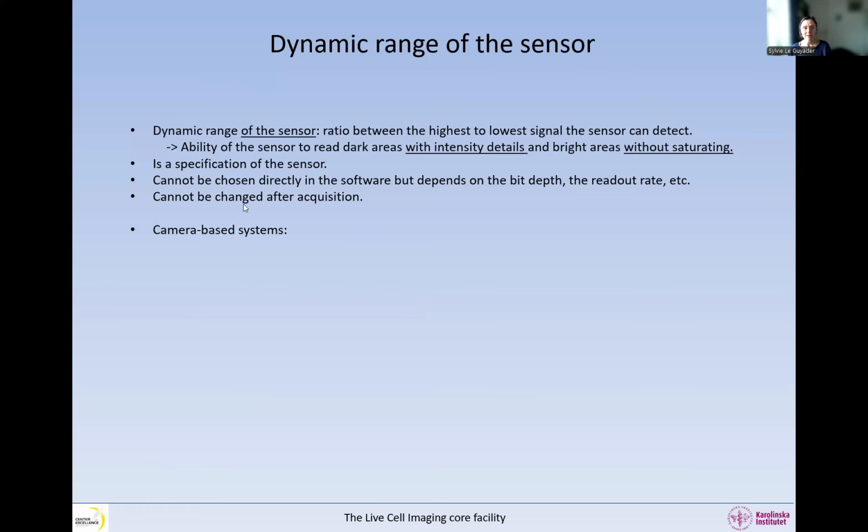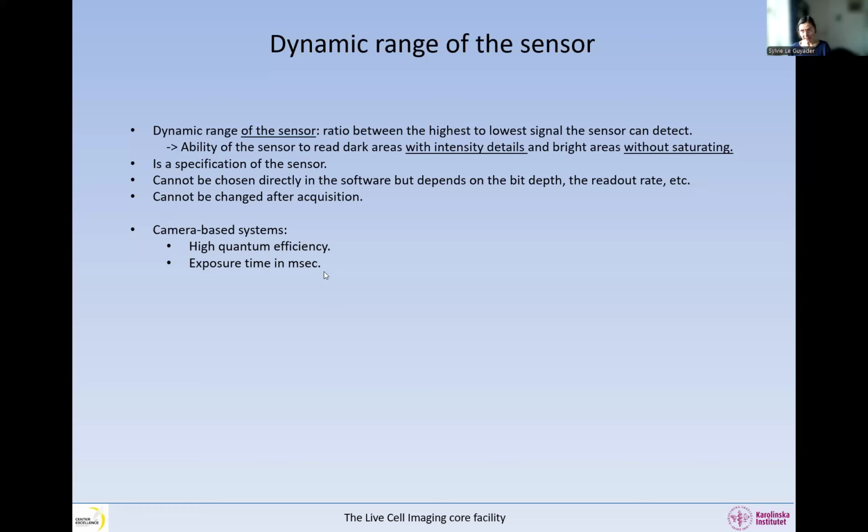On camera-based systems, we have a very high quantum efficiency. You remember some cameras have a 95% quantum efficiency at some place in the spectrum, and that means that 95% of the photons that reach the sensor trigger an electron. So it's very, very high compared to what we have on detector-based systems like spinning disk confocal, where the highest you can get is 45% of the photons actually triggering an electron.